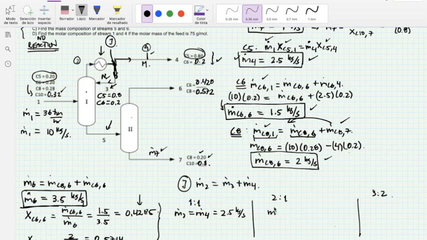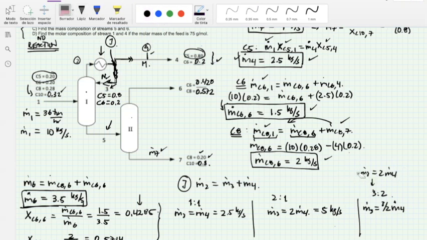In the second case, M3 is going to be equal to 2 times M4. What I mean by this is that M3 is higher than M4 by 2, it's twice as big. So that's what I'm putting here. Therefore, this one is going to be 5 kilograms per second. And if I use this one, M3 equals 3 divided by 2 M4, which is the same thing as writing 3 M3 equals 2 times M4. Sorry, it's backwards.